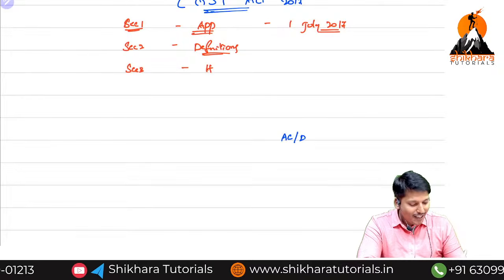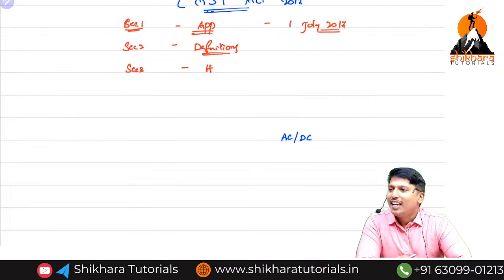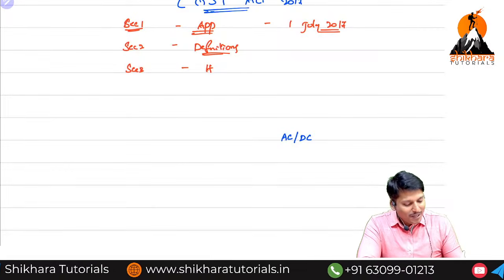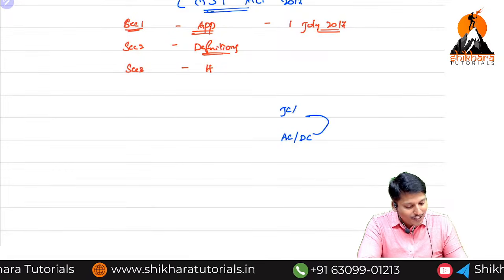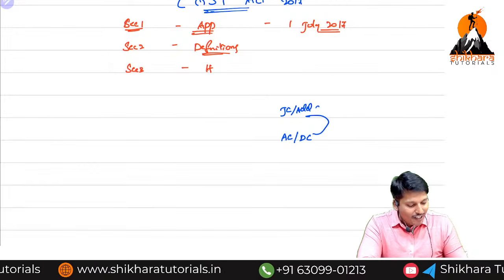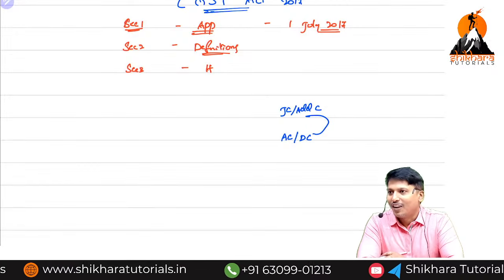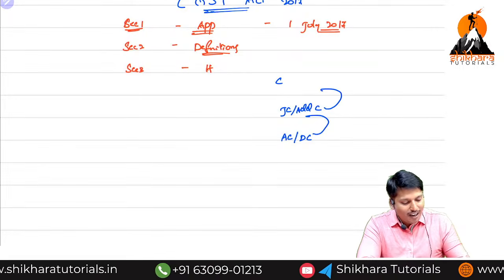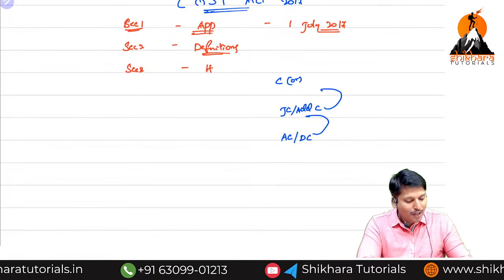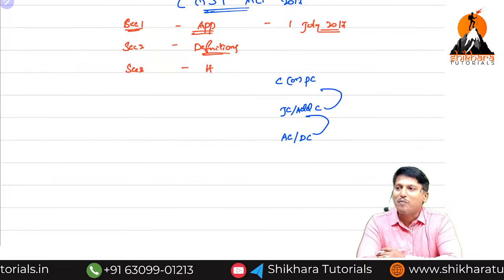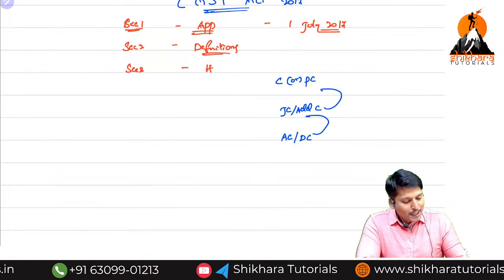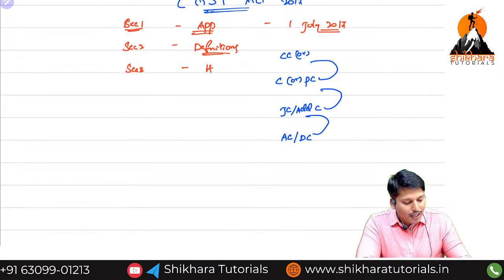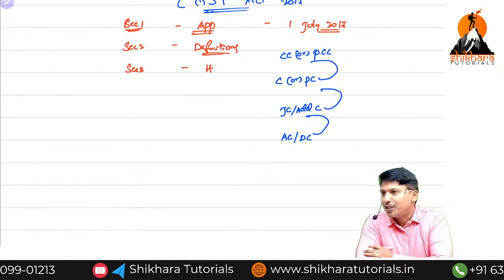Assistant Commissioner, Deputy Commissioner, AC, DC. Assistant Commissioner and Deputy Commissioner are reportable to the JC or Additional Commissioner. Joint Commissioner or Additional Commissioner is reportable to the Commissioner or Principal Commissioner. Principal Commissioner or Commissioner is reportable to the Chief Commissioner or Principal Chief Commissioner.